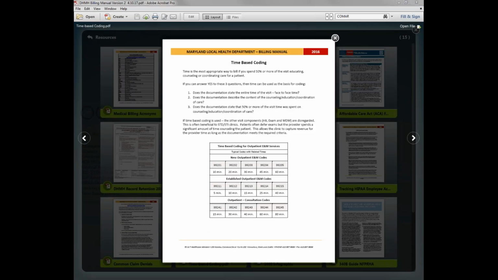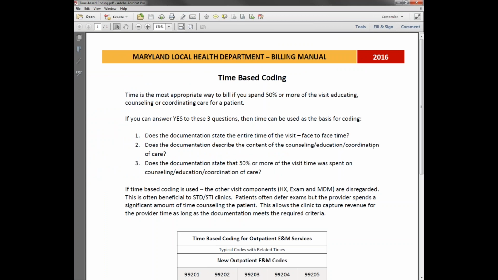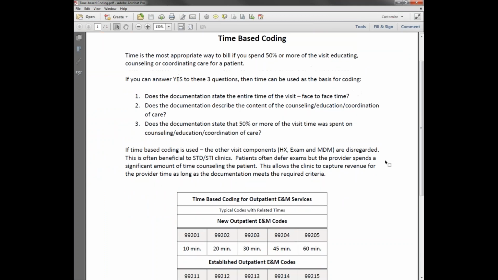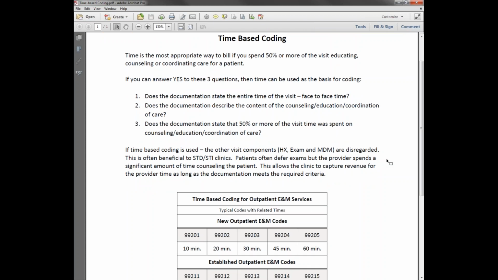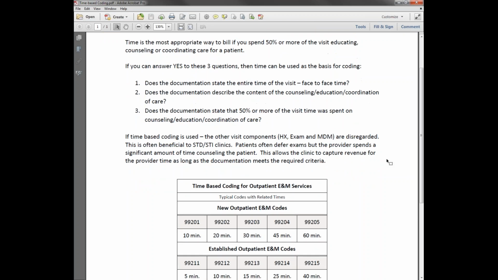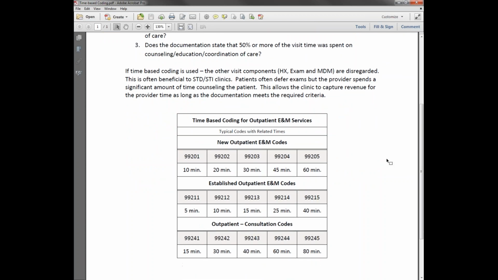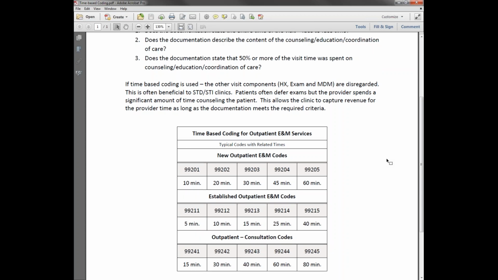This was something that's come up with a lot of the health departments about time-based coding. And the reason I mentioned it is because some of the clinics, like STIs, sometimes even family planning, when patients come in, the clinician spends a lot of time counseling and educating and talking to the patient, but not necessarily reviewing the system and exam. So time-based coding may be a way for those providers to bill to be able to get paid for their services, but there's very strict guidelines on how it has to be documented.